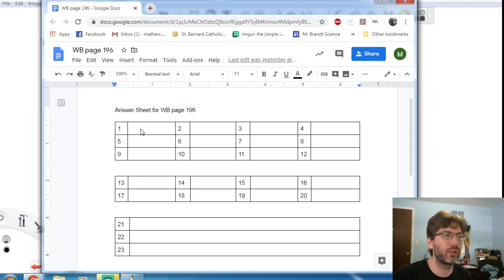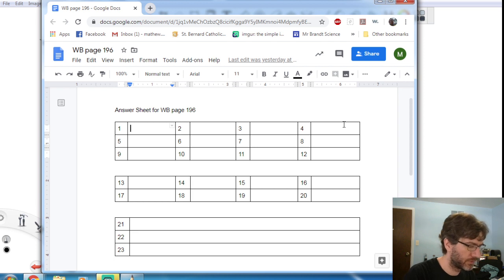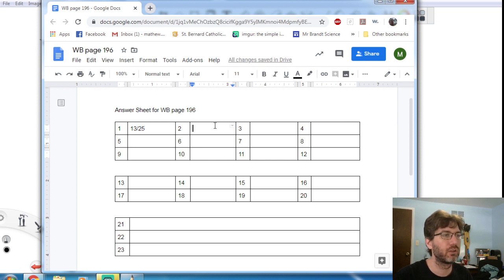Right, so in number 1, you can just type in, we did it together, what do we get for number 1? Is that like 13/25? So you can type in 13/25 for number 1. And you can edit it. And for number 30, we got, what, 80%? Type in 80% there.